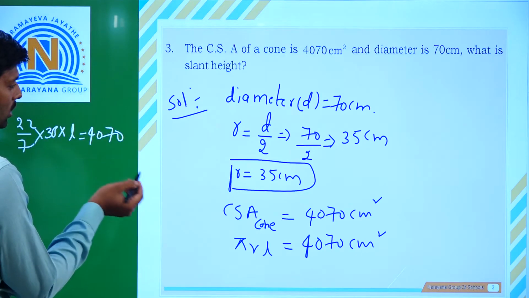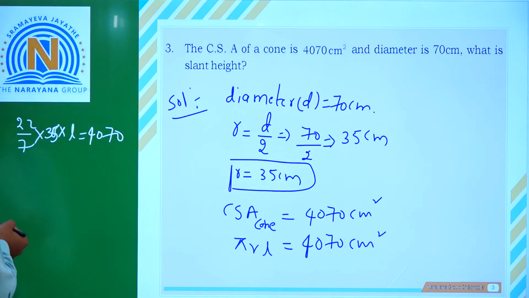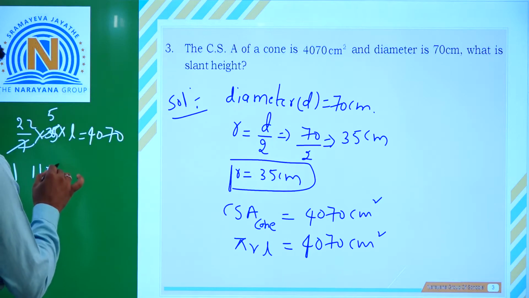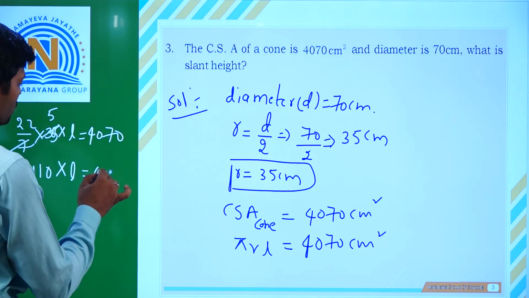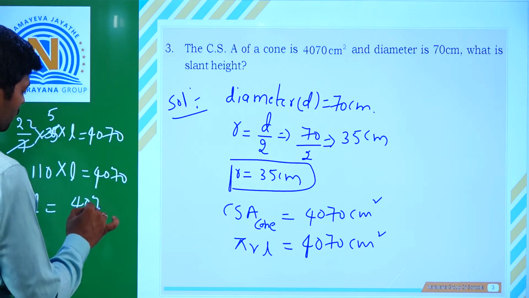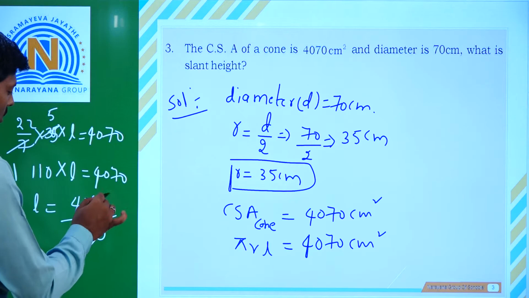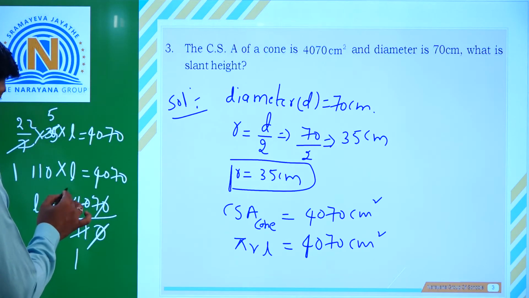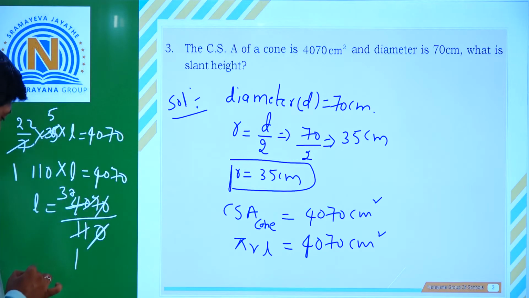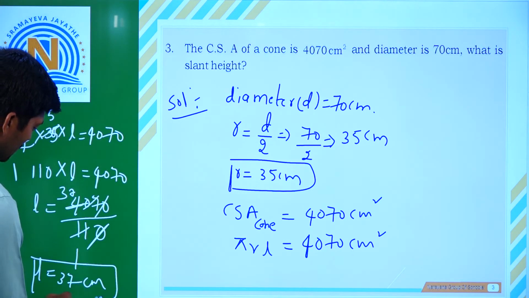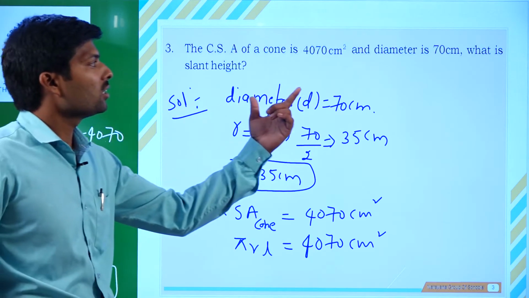So R is 35. Yes. So here 7 ones are 7, 5s are 35, so it will become 110 into L is equal to 4070. So L is equal to 4070 upon 110. Here 0 will get cancelled. So 11 ones are 11, 11 3s are 33, 11 7s are 77. So that L is equal to 37. L is equal to how much? 37 centimeters. So given it is 37 centimeter. This is the slant height of the right circular cone.